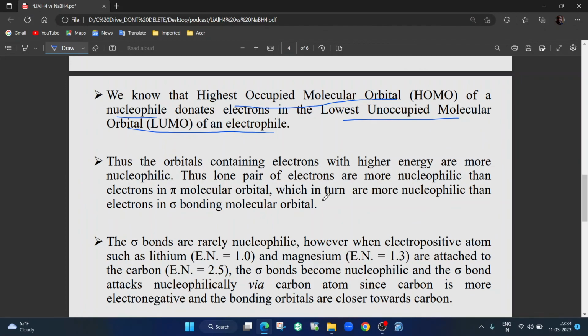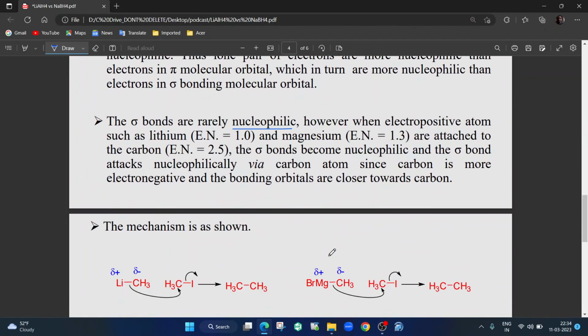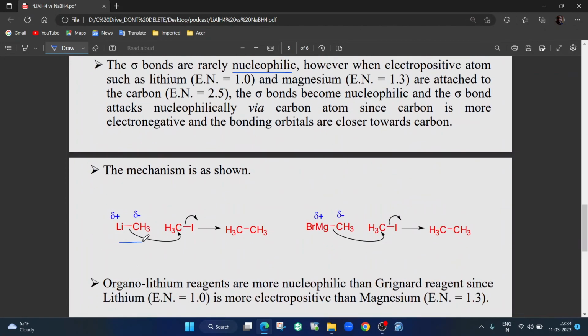But when do we see sigma bonds as nucleophilic? They are nucleophilic in some cases. Example, when you talk about organolithium compounds or organomagnesium compounds, organomagnesium bromide, that is Grignard reagent, right? Again I'll tell you, it's not Grignard, it's Grignard reagent, because it's a German name, a proper noun, so we have to pronounce it according to that.